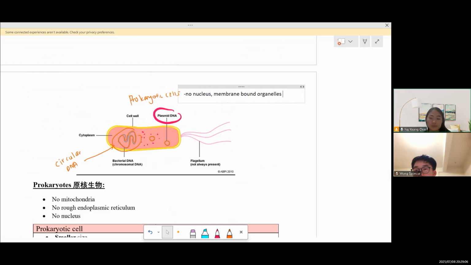And then in the prokaryotic cell, they have the tail. See this one? This tail we call the flagellum. But not all bacterial cells have the flagellum, just some bacteria. It allows them to swim. So the flagellum provides movement.